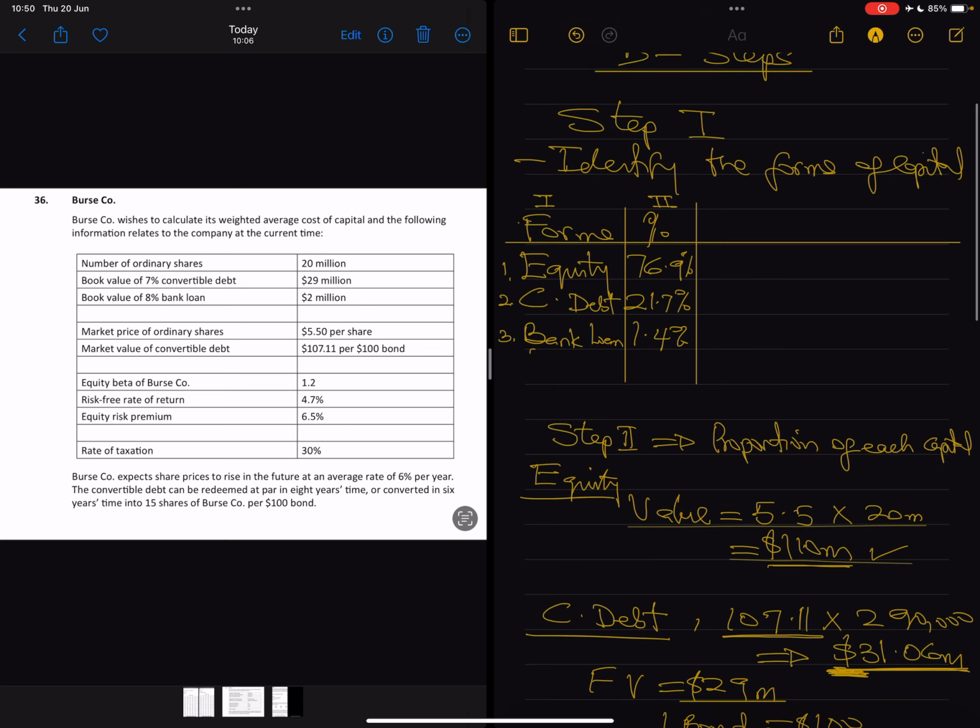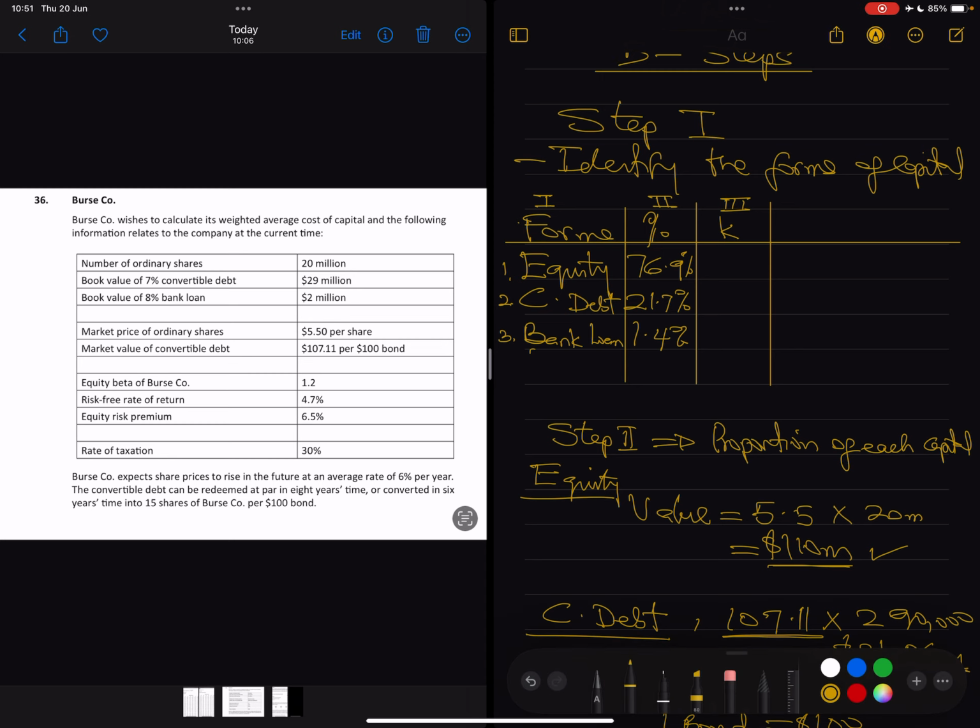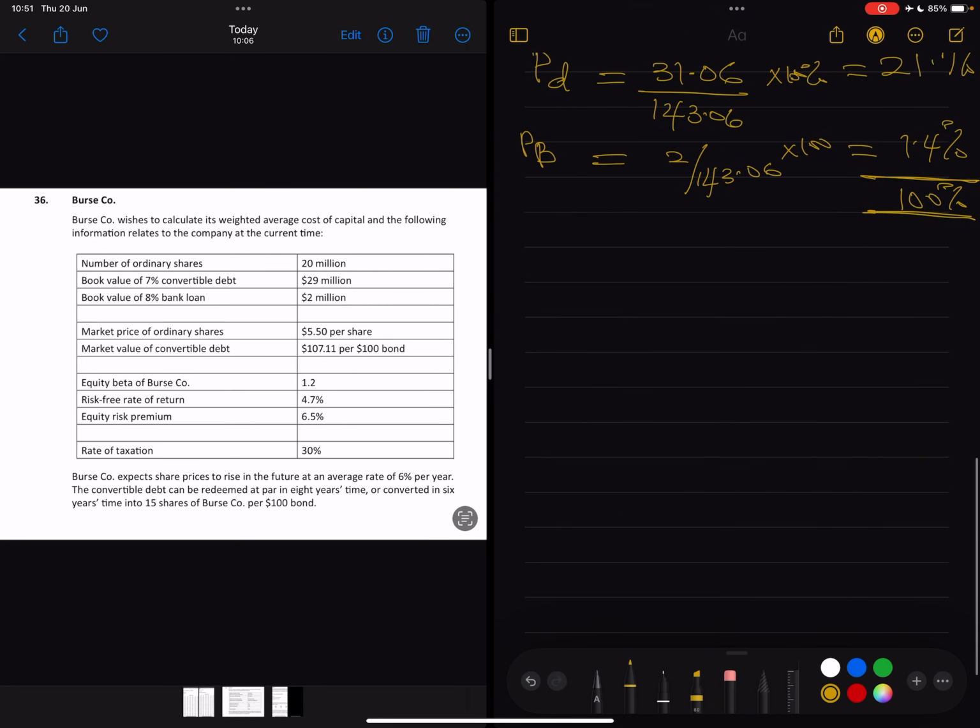So we're done with step 2. Step 3 is to get the cost of capital for each of them. So we need to get the cost. Let me use the word cost so you don't get confused with K. I need you to be very comfortable with this topic. It's a very interesting and nice topic. So we need to get the cost for each of them. Let's do cost of equity first, for step 3.